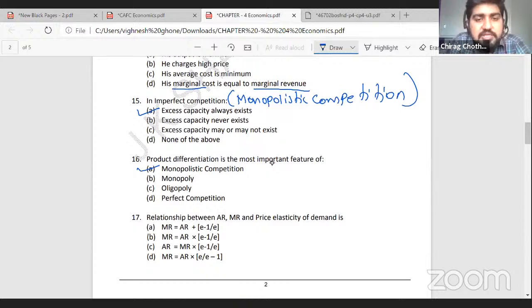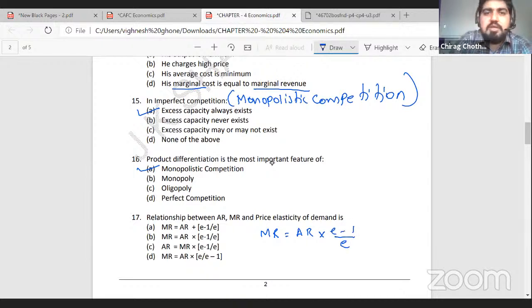Question number 17, relationship between AR, MR and price elasticity of demand is dash. Now friends, when we are talking about AR, MR and price elasticity of demand, do you remember the formula which is there? It is MR is equal to AR into (E minus 1) upon E, correct? So what is the formula that matches here? Is it A, B, C or D? Analyze. It will be B, (E minus 1) upon E, right? So B becomes our correct answer for question number 17.